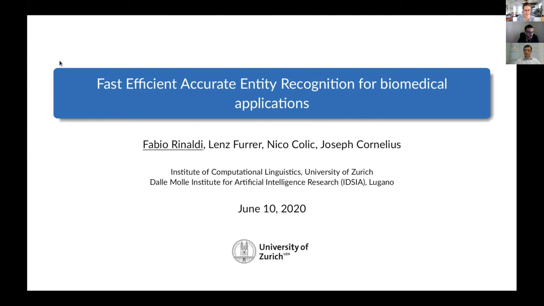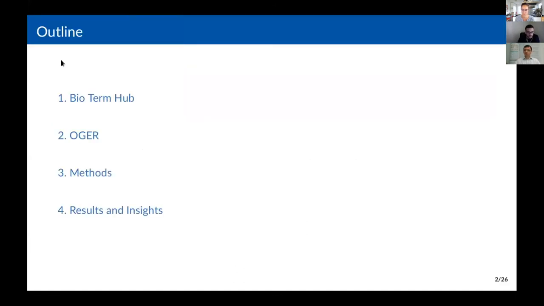The reason I'm presenting today at this conference, and the reason I'm also a member of the Swiss Institute of Informatics, is that we have worked for many years on information extraction from the biomedical literature. In this talk, I will present a few tools that we developed over the years, starting with the BioTerm app, which is an aggregator of biomedical terminologies, Auger, which is an entity annotator. And then we'll describe some of the methods that we've used.